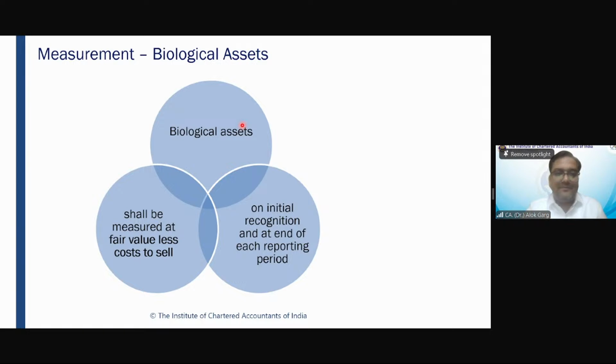Right? Yes, sir. There is no subsequent measurement of agriculture produce after harvest. Why? Because it has been transferred to another standard, like Ind AS 2. Okay? So then the rules of Ind AS 2 will become applicable. Right? So biological asset has to be initially and subsequently measured at fair value less cost to sell. But agriculture produce has to be initially measured at fair value less cost to sell and then it has to be transferred to another standard.